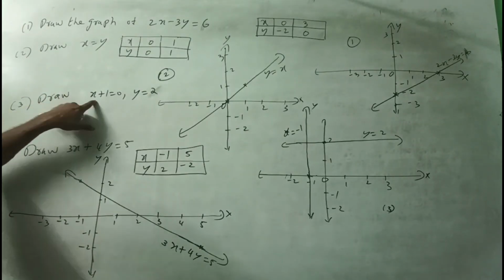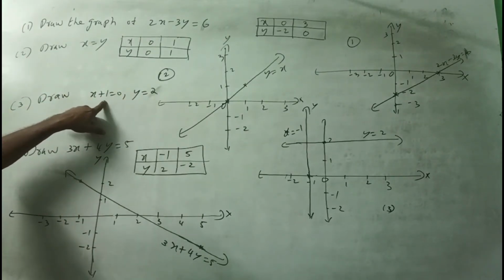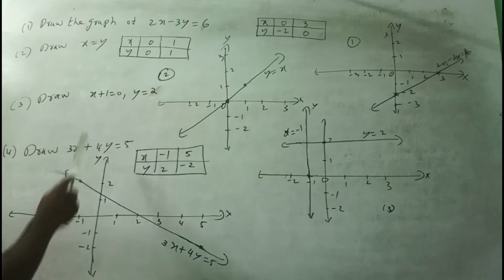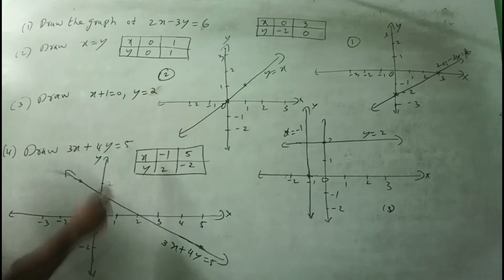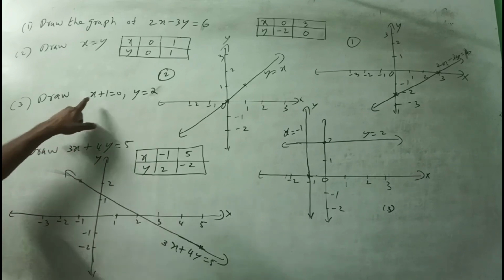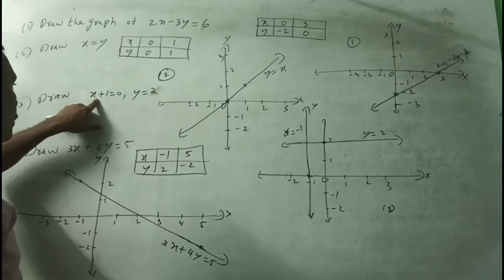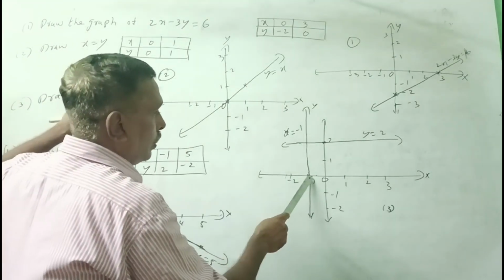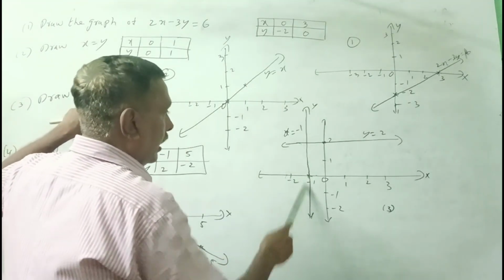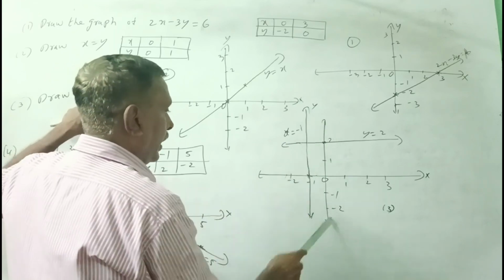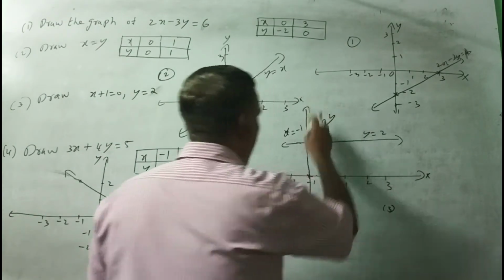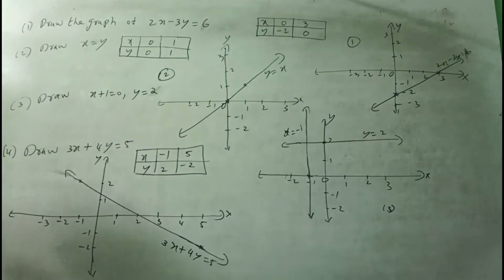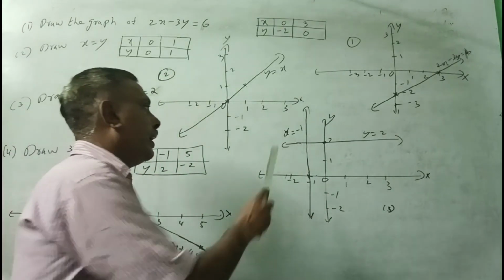Now the third question, draw these two lines in the same graph. Draw x plus 1 equal to 0, y equal to 2. We know that x plus 1 equal to 0, there is no y term, means it will be parallel to the y axis. So x plus 1 is 0 means x is equal to minus 1. So x is equal to minus 1 is this. A line you draw parallel to the y axis. This is our y axis. Line is drawn parallel to the y axis. That is x is equal to minus 1.